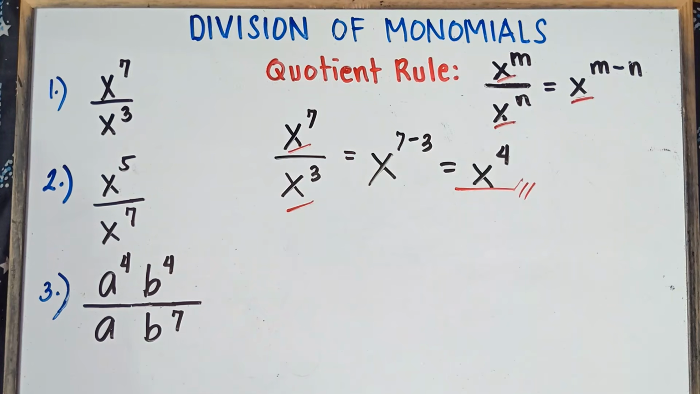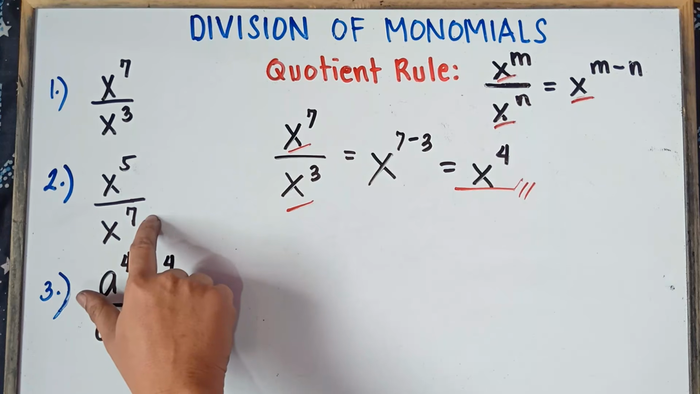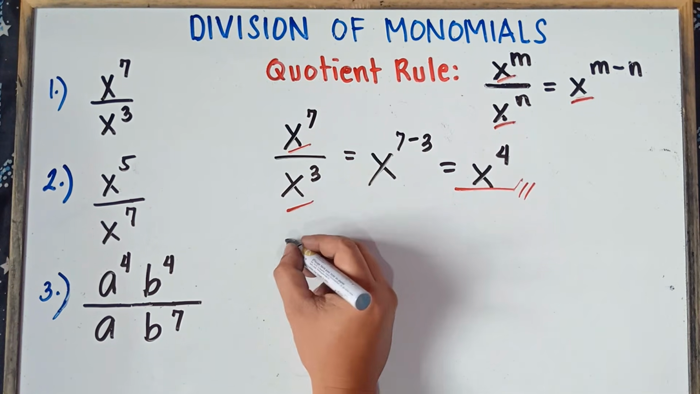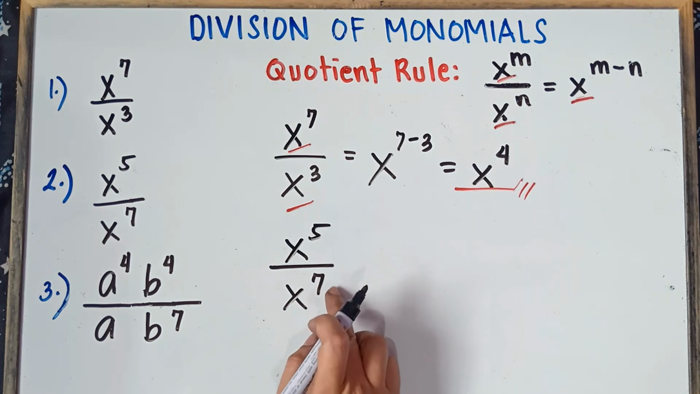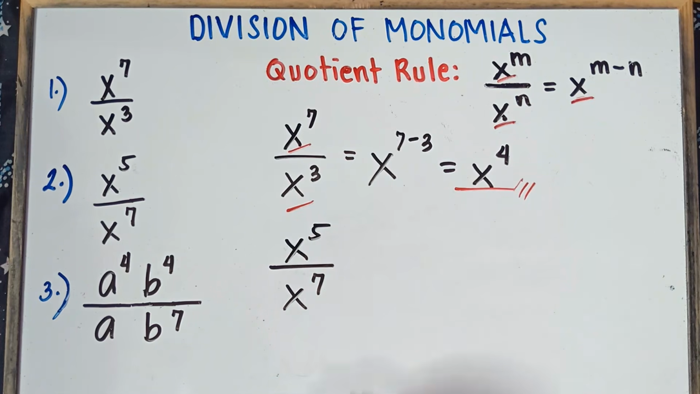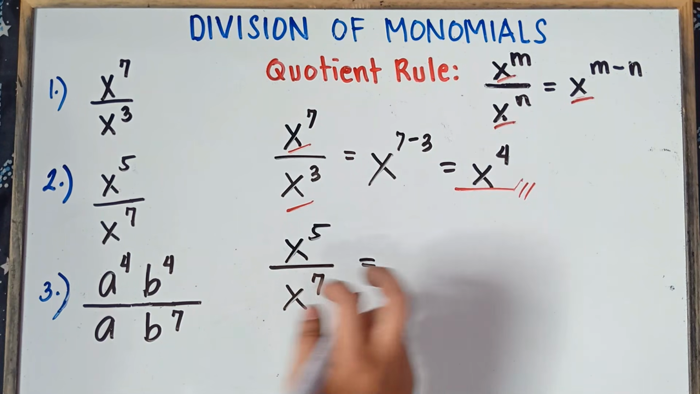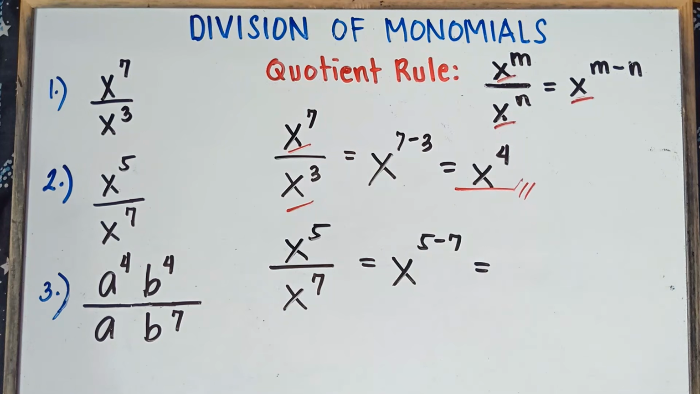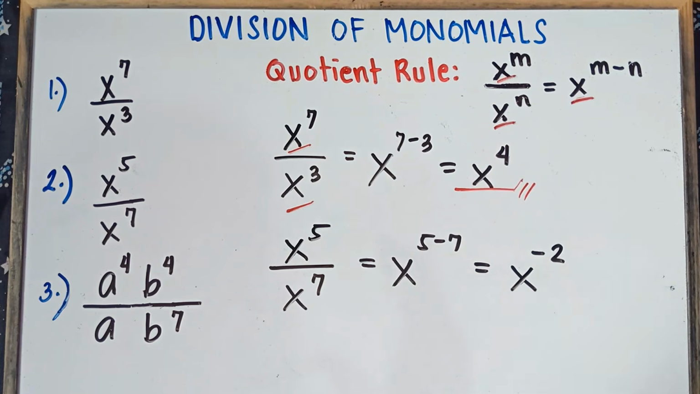So let's have example number 2. Now, what if you have this given example, class? The exponent on the denominator is bigger than the exponent on the numerator. So let's try to answer number 2: x raised to the power of 5 over x raised to the power of 7. Once again, copy x. Do they have the same base? Yup, same x, copy x. Subtract the exponent, 5 minus 7. What would be the answer, class? 5 minus 7. That's correct. That would be x raised to the power of negative 2. Once again, class, it should be negative 2.